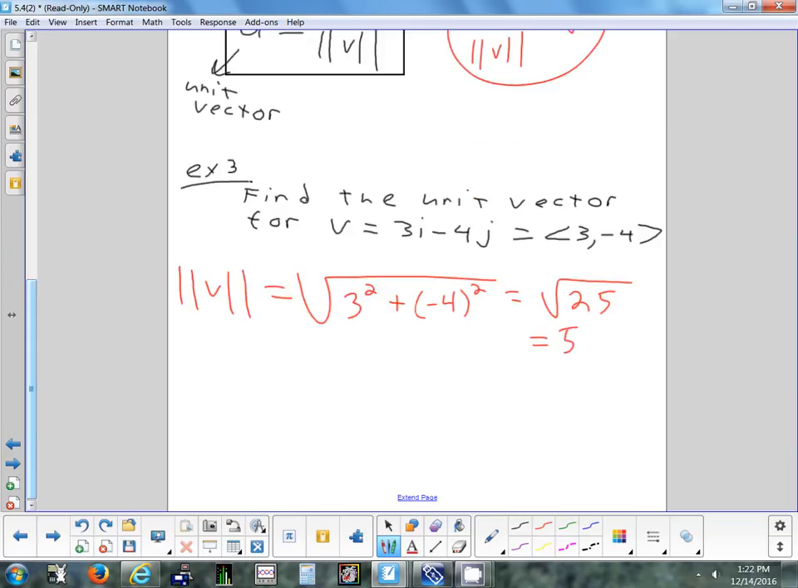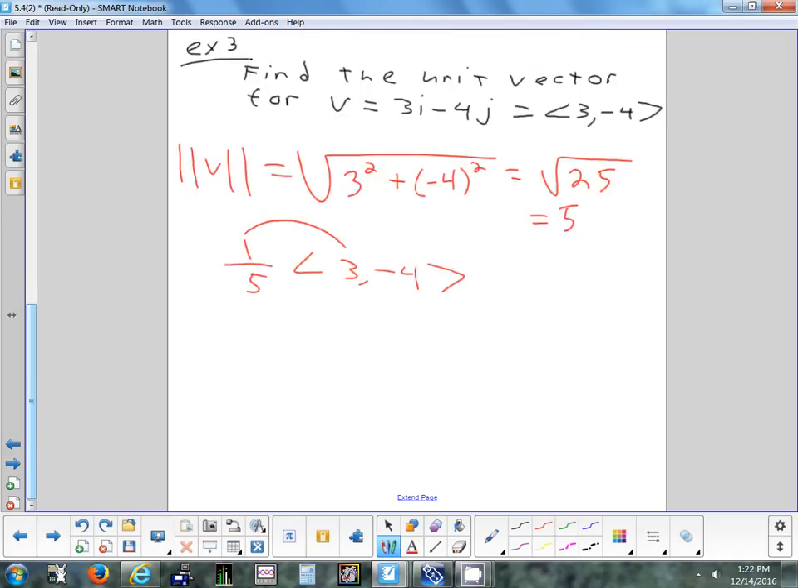I'm going to scale it by what? 1/5. Okay, it's too big. It's 5 units long. You've got to make it shorter. So scale it by 1/5. Now actually do that out. Okay, what's 1/5 times 3? 3/5.